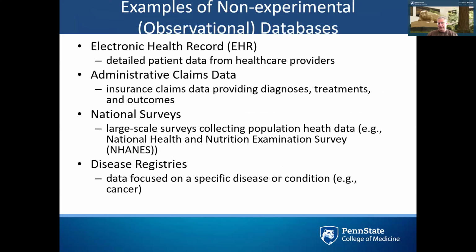And this is an area where informatics would really help. This is big data. Claims data databases have millions of records, so they're very large, unwieldy databases. Other data, national surveys, for example, the NHANES data, if you're familiar with that. Disease registries, like cancer registries. So all these are sources that you can look at for retrospective or observational studies.